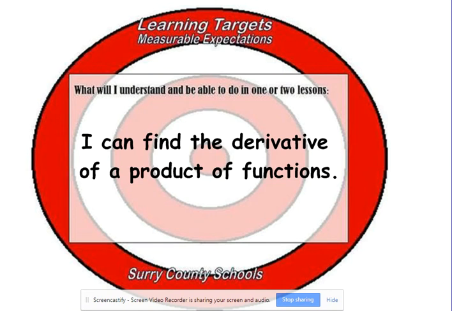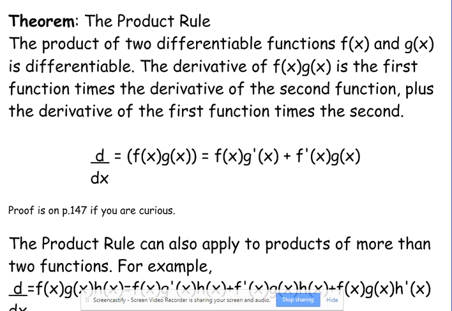So let's check out being able to find the derivative of a product of functions, because all we've done up to this point is our scalar multiple rule, our sum and difference rules, and sine and cosine. So let's look at the derivative of a product of functions. Here's what we call the product rule.